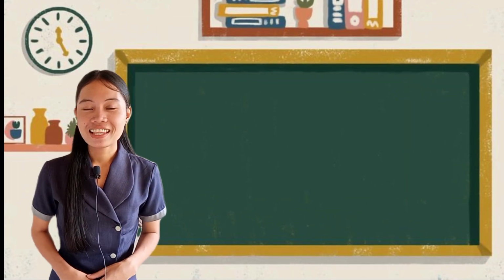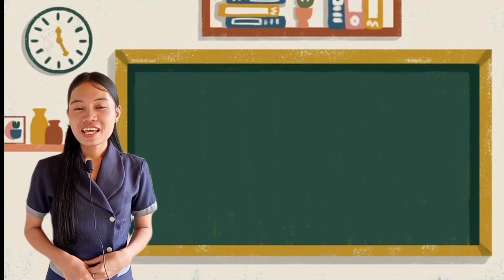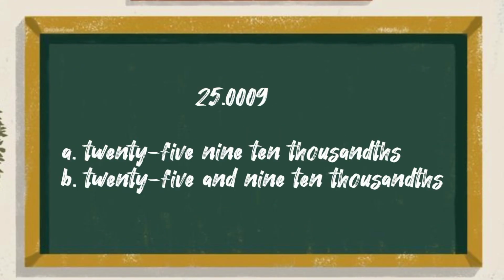Before we begin, let us have a recap for our past lesson. Because of that, get ready for Math Tanong! How do you write this number? A. 25, 9, 10,000. B. 25 and 9 10,000s.